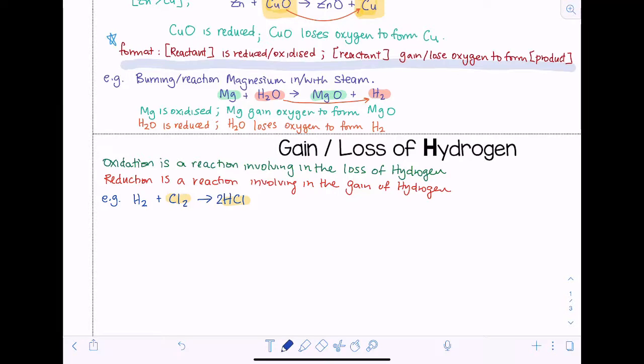So again, the format of the answer will be starting with the statement, the reactant as identified, Cl2, is actually reduced, followed by an explanation saying that what happens is that Cl2 gains hydrogen to form HCl, full stop.